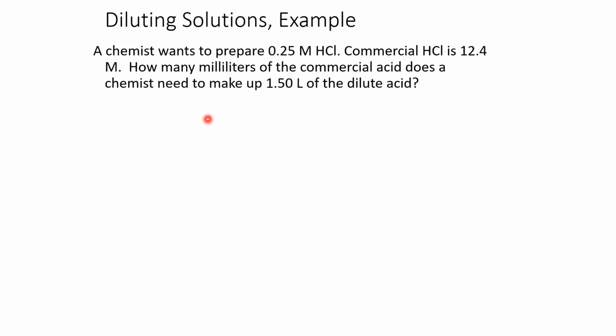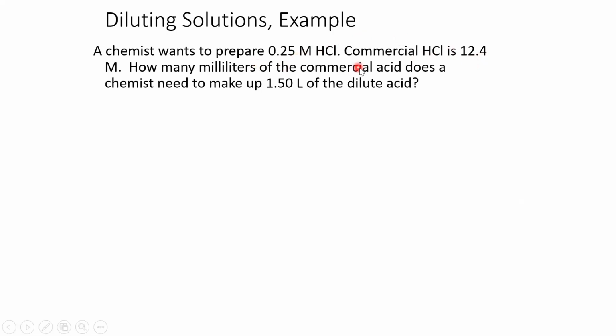All right, so here's another question. See if you can work this one out on your own. A chemist wants to prepare 0.25 molar HCl. Remember, HCl is an acid because it has hydrogen as its positive ion. It doesn't have oxygen in it, so this would be hydrochloric acid. So, 0.25 molar hydrochloric acid. The commercial hydrochloric acid, the way it's shipped to laboratories, is 12.4 molar. Rarely do we use such concentrated hydrochloric acid in a lab, so we're going to want to dilute the 12.4 molar down to 0.25 molar.